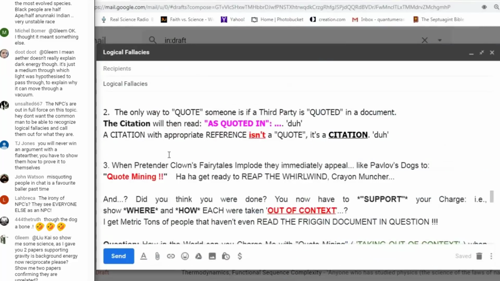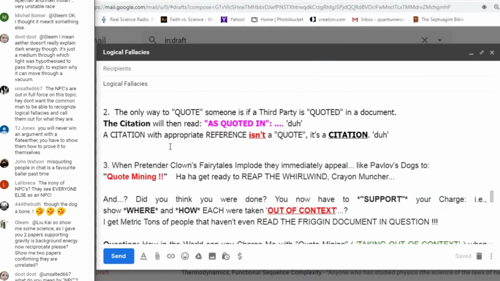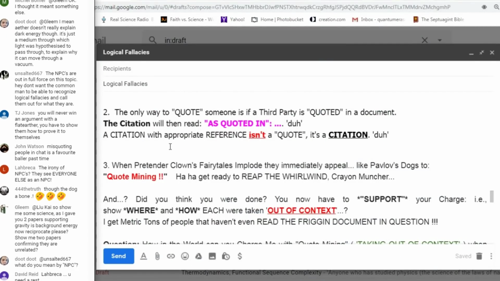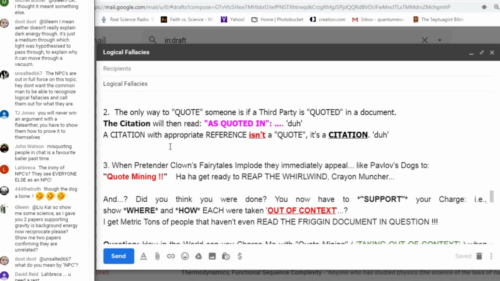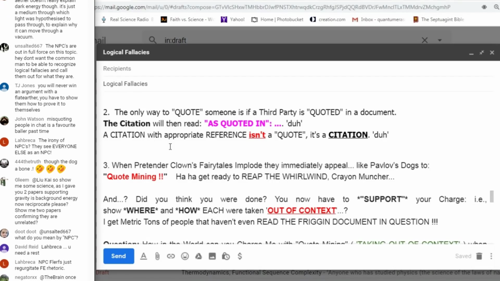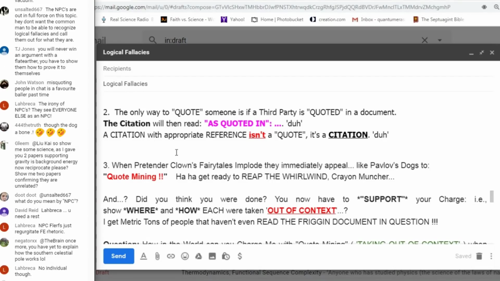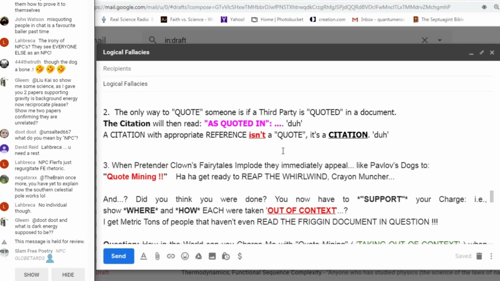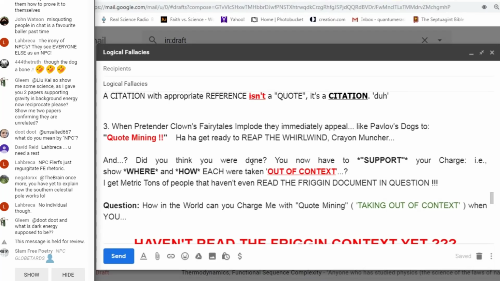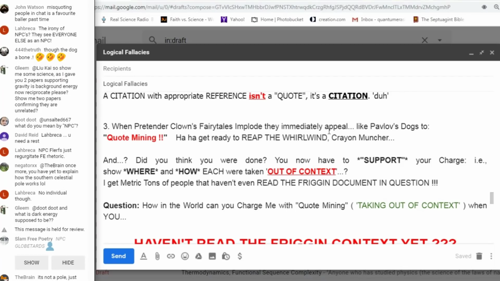Unbelievable. Is it because you don't even know what science doesn't say? That's a reification fallacy. Science. Did I say science says? No. No quotes. Science doesn't have a mouth. Yeah. So let me just say it again. A citation with appropriate reference isn't a quote. It's a citation.